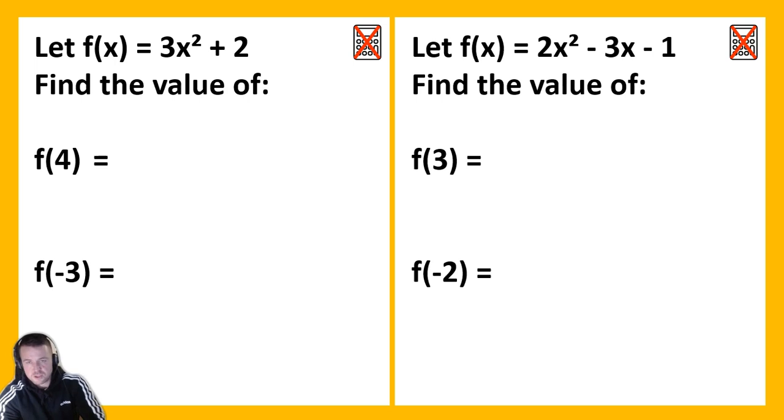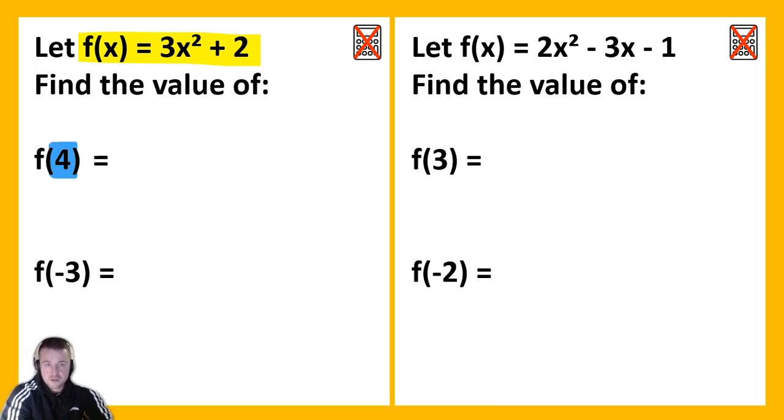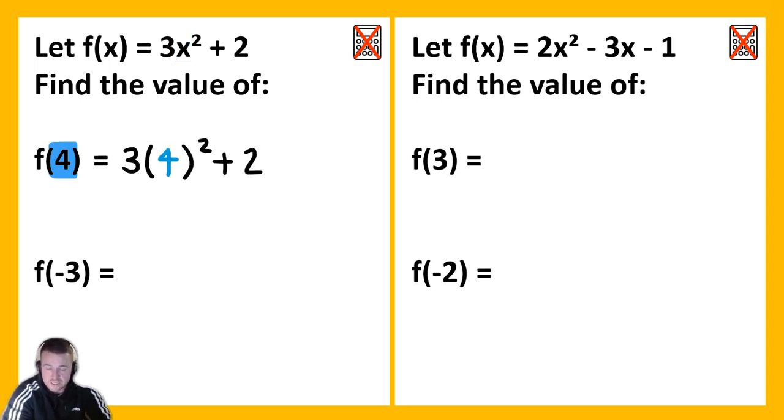On to the advanced questions with an increase in difficulty. Here we can see f of x is equal to a slightly more complicated expression involving powers or indices, 3x squared plus 2. The idea is still the same. To evaluate f of 4, I'll need to replace x, or substitute x, with 4. 3 lots of 4 squared plus 2.